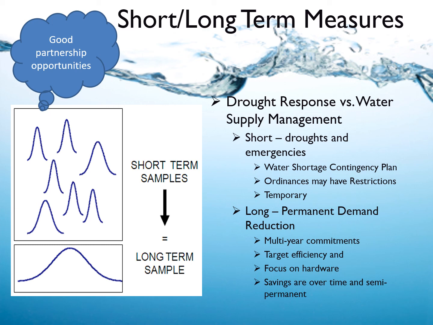Whereas in a quick drought response plan, you're looking at saving water immediately and lots of it. Maybe it's an earthquake and you need to save 60% of your water because you just don't have enough. You need that today versus a long-term plan where you're going to look at it over a long period of time.